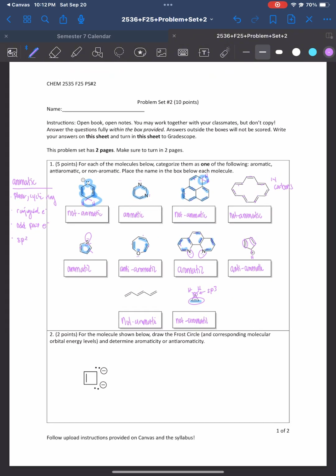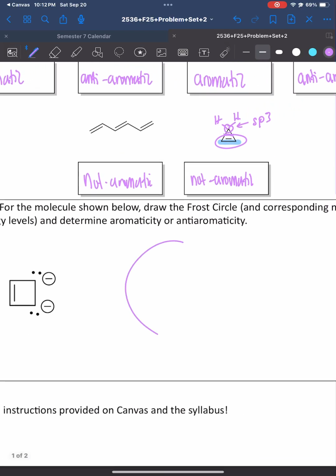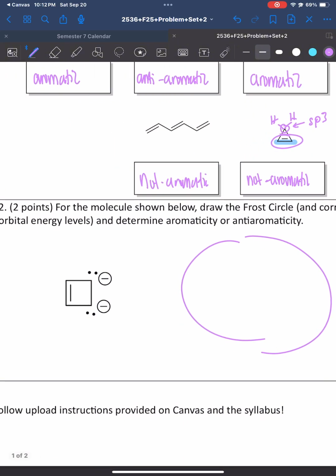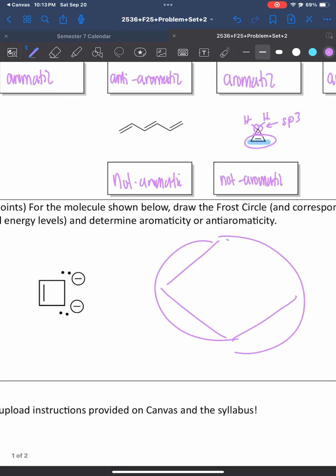Alright, let's go on to question number 2. For the molecule shown below, draw the Frost circle and corresponding molecular energy orbitals and determine aromaticity or anti-aromaticity. So in order to draw a Frost circle, the first thing we must do is draw out a circle. The next thing we must do is look at our molecule. So in this case, we have a cyclobutene of some sort, and in order to draw the Frost circle in the proper formation, we must take one of the vertices and just draw our cyclobutane like that. It's going to be kind of on our edge.